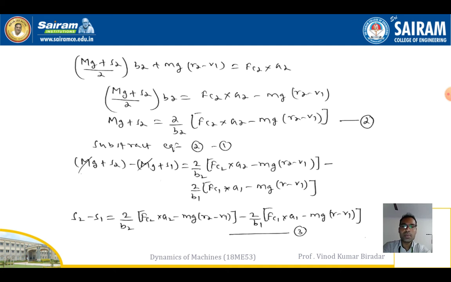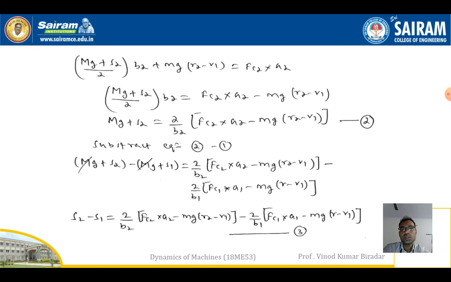Equals 2 by b2 [fc2 into a2 minus mg (r2 minus r1)], and minus 2 by b1 [fc1 into a1 minus mg (r minus r1)]. Now after this, the mg plus and minus mg get cancelled because of opposite sign. From this again we re-simplify: s2 minus s1, and the remaining terms we send to the right-hand side. So we get from this equation, s2 minus s1 is equal to 2 by b2 [fc2 into a2 minus mg (r2 minus r1)] minus 2 by b1 [fc1 into a1 minus mg (r minus r1)]. Give equation number 3.